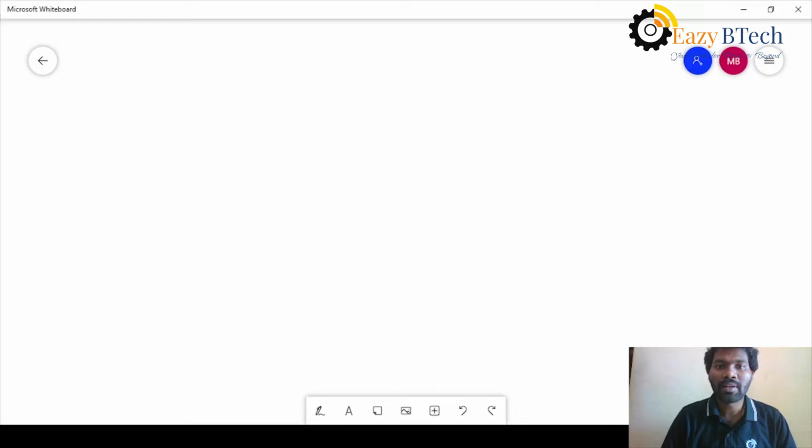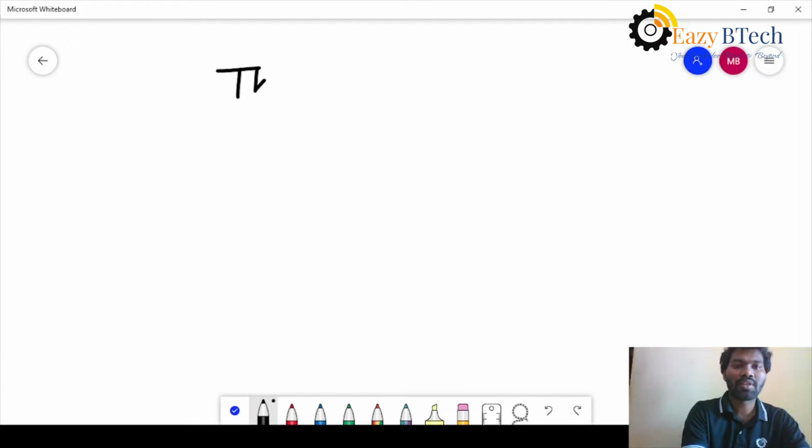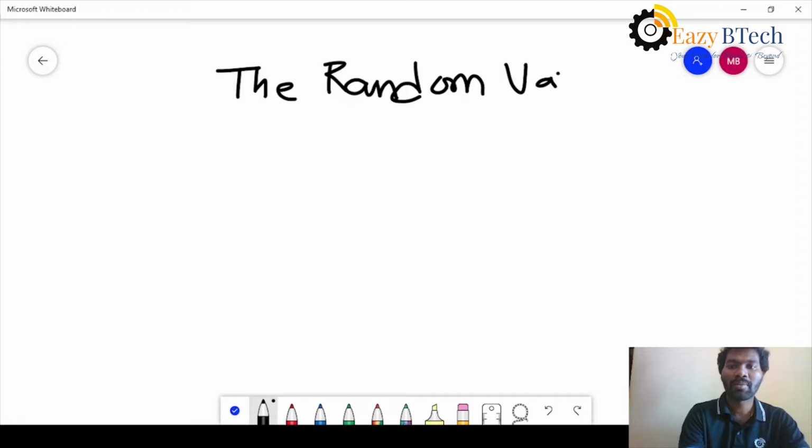Today we are going to learn about the concept of the random variable. The concept name is the random variable. This is the second unit of your syllabus, and the name of the unit is random variable.